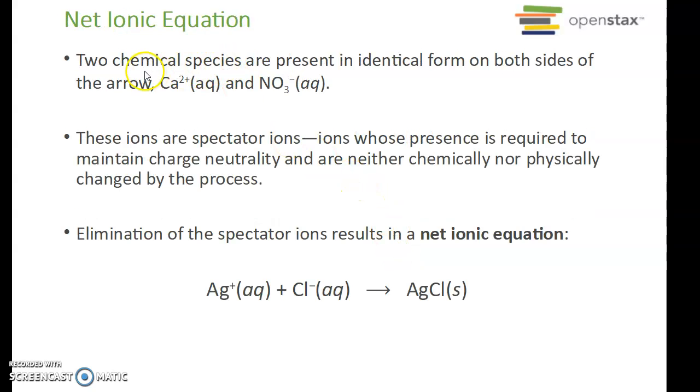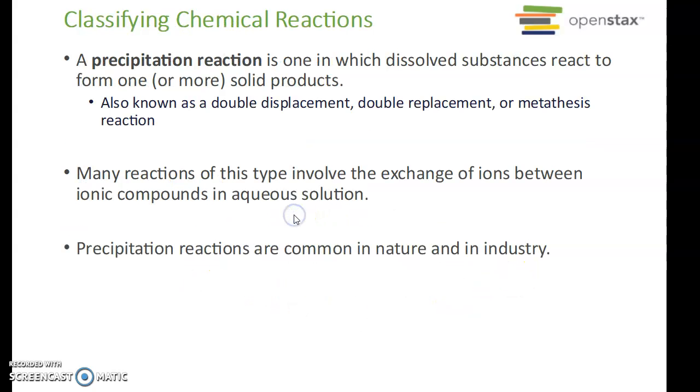The net ionic equation removes those species that are identical on both sides of the equation, such as the calcium and the nitrate. These ions are called spectator ions. Their presence is required to maintain charge neutrality, but they're neither chemically nor physically changed by the process. Elimination of spectator ions results in a net ionic equation here.